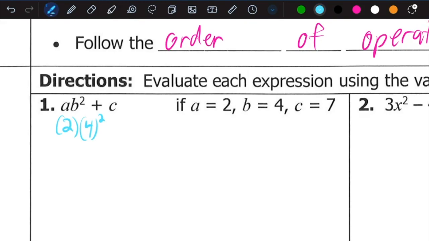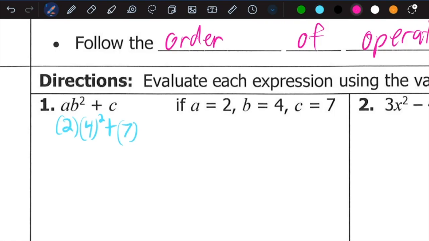Now notice here, when I did that, A and B were multiplying. 2 and 4 are multiplying, so they're fulfilling the same jobs. B was being raised to the power of 2, 4 is being raised to the power of 2. The only things that changed was what is being squared or what is multiplying, but what I substituted in are still fulfilling those same roles. Plus C is 7, so plus 7.